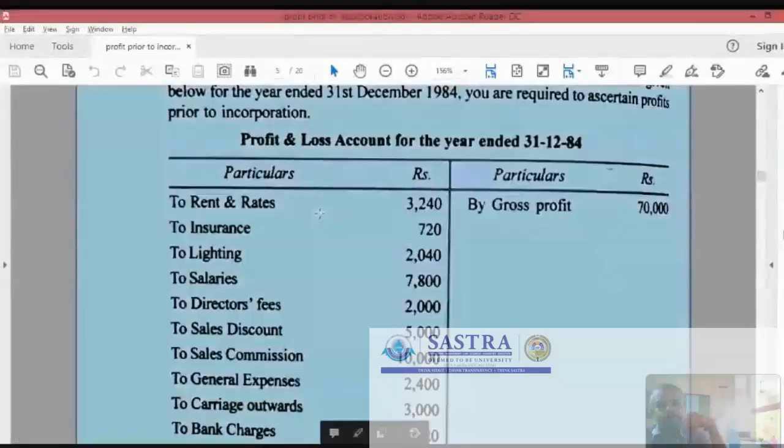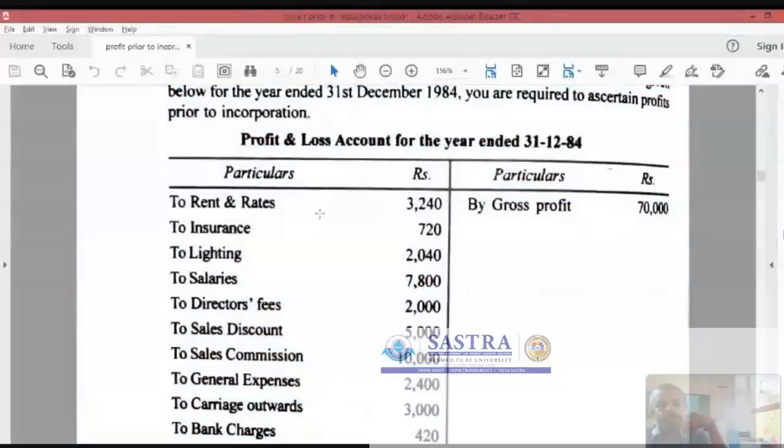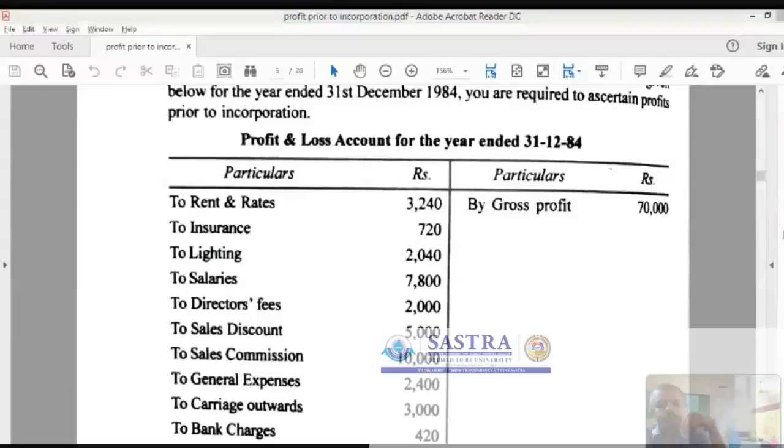Like gross profit, that means if sales increase, gross profit will be increased. If sales decrease, gross profit will be decreased. So gross profit will be distributed according to sales ratio. Rent and rates. On what basis should the rent and rates be distributed?